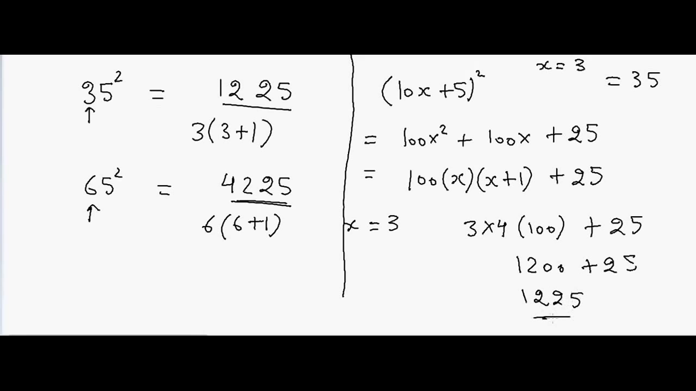So this is how this trick works. Basically we are adding 1 to the first digit, multiplying it with the first digit, multiplying by 100, and then adding 25 in the end.